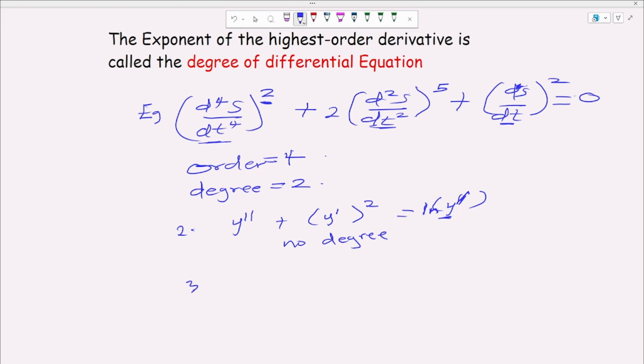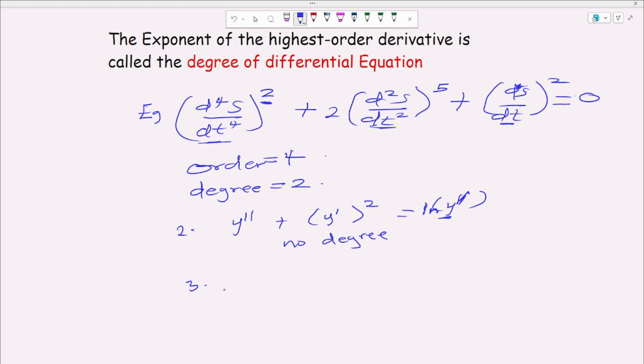Another example which I also want to draw your attention to is that we don't have a fractional degree of a differential equation. It is not fractional, and the degree does not involve a radical.